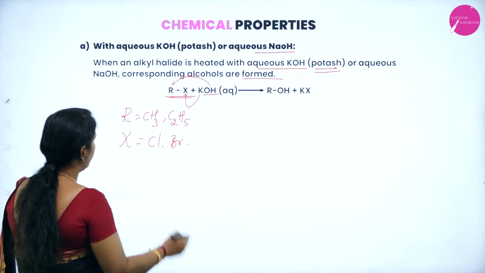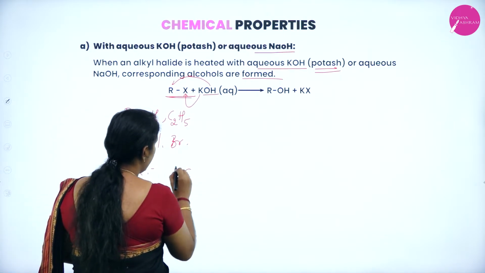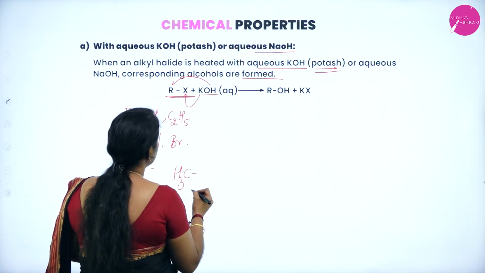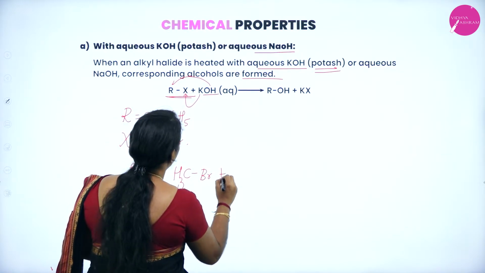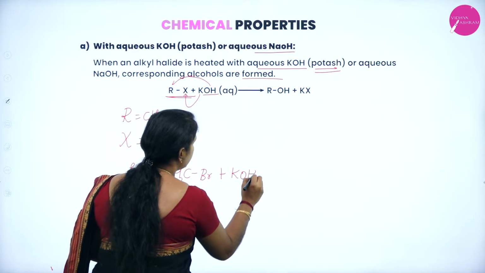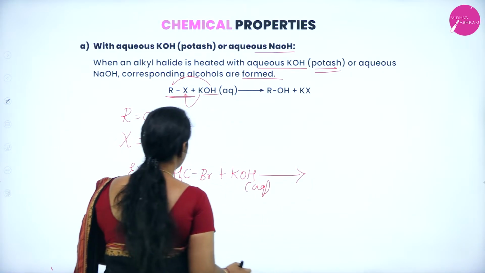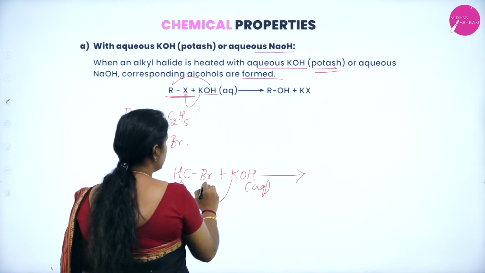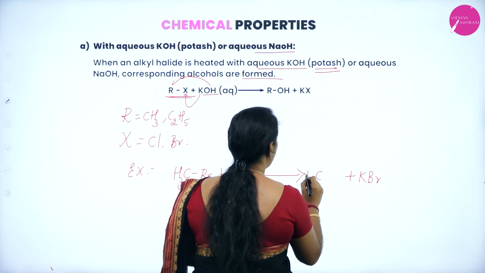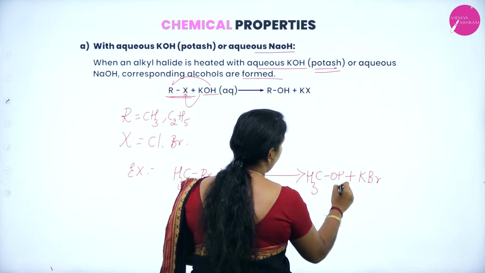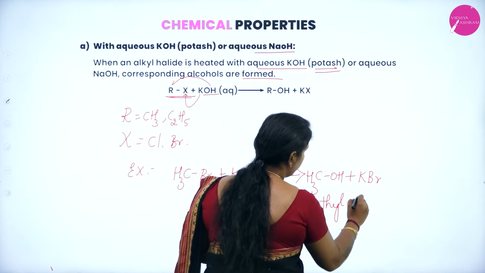We'll take one example. I'll take R as CH3, X as Cl, or you can take Br also, plus aqueous KOH. So what does it give? The K combines with the Br to give KBr, and the remaining alcohol is formed. So it is methyl alcohol or methanol.